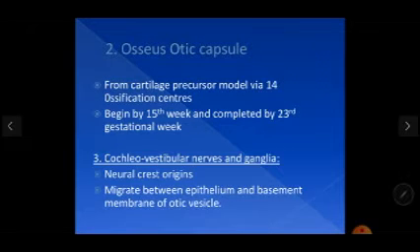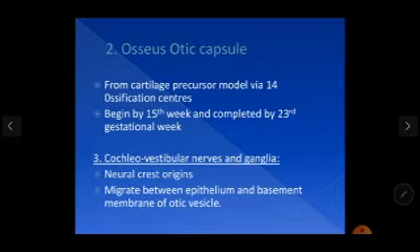Now you have the osseous otic capsule. So osseous otic capsule, this is the bony counterpart. This is the bony labyrinth. Formation of the bony labyrinth is from the cartilage precursors, and it starts from the 14 ossification centers. This is nothing but your mesenchyme. And remember, this bony labyrinth or the otic capsule is one of the hardest bones in the body next to the enamel, and their formation starts by the 15th week and they're completed by the 23rd gestational week.